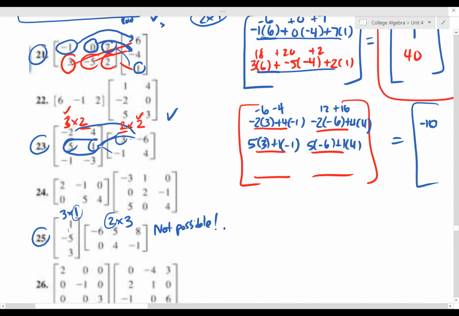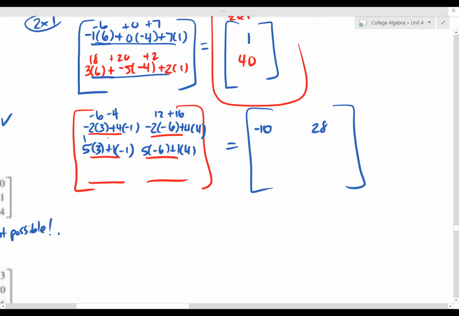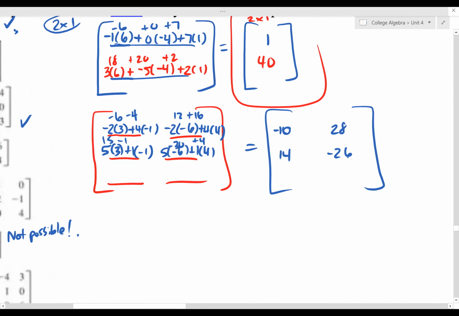So first positions go together, second positions go together. Okay, so that would be 15 minus 1, so 14, and negative 30 plus 4, so negative 26. So 14, negative 26 for row 2.